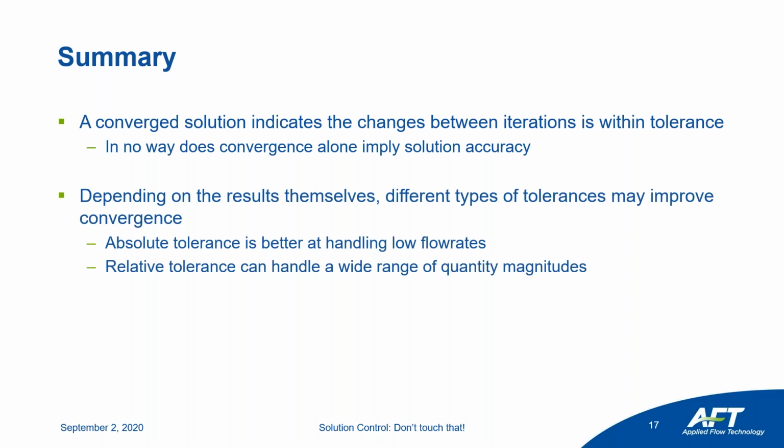Looking at the results themselves, or if you have a good idea of what's going to happen in the system, whether that's low flow rates or very wide ranges of flow rates, then you can look at the different types of tolerances and how that can improve convergence in a good way by giving you more reliable results rather than the solver chasing a point that it can reach but is arbitrarily too tight. So as we mentioned, absolute tolerance is better at handling those low flow rates because a percentage of a small number is an even smaller number. Relative tolerance is better at handling that wide range of flow rate magnitudes.